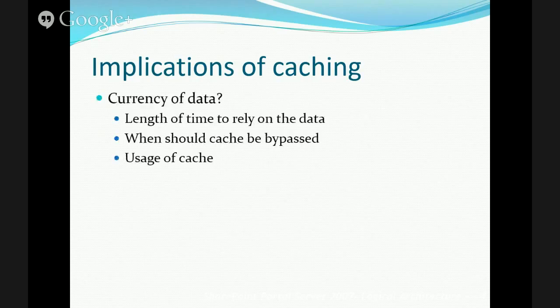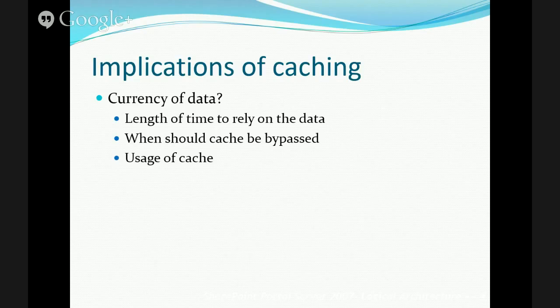When you look at it, first, what are we going to do about the currency of the data? When I say currency of the data, I mean how latest or how recent your data is. What is the length of time for which the data should be relied on, after which the data should be refreshed or created again? So when should we bypass a cache? At certain times, even if you have relatively the latest data, I may not require the cache.